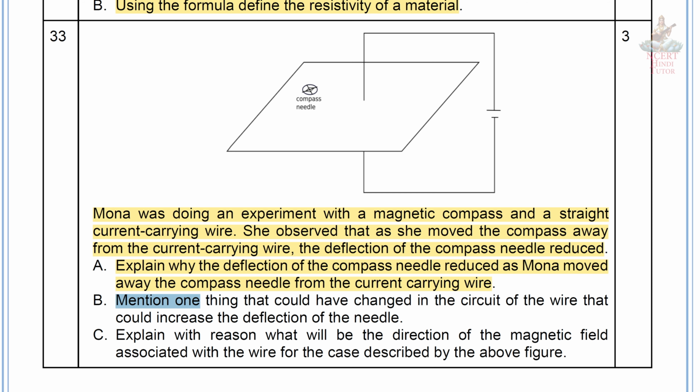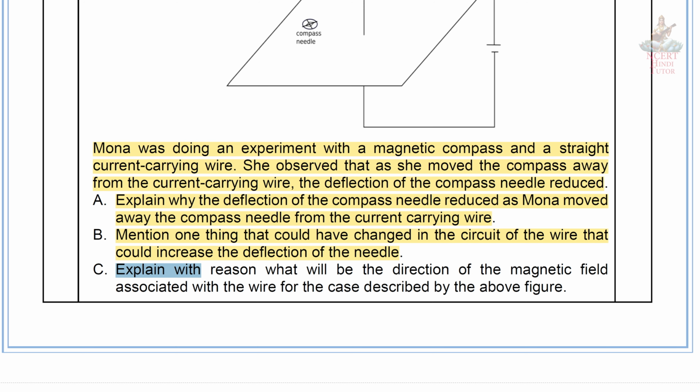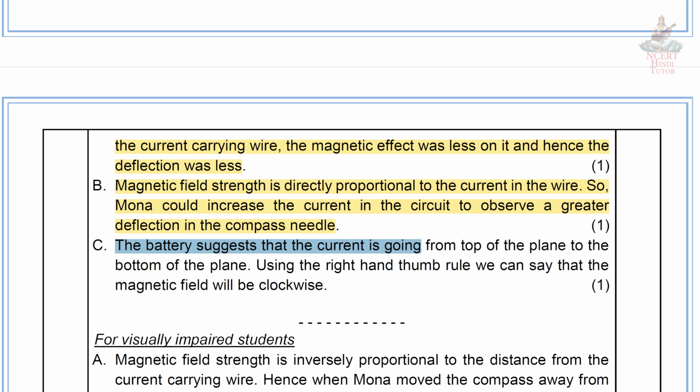B. Mention one thing that could have changed in the circuit of the wire that could increase the deflection of the needle. Answer. Magnetic field strength is directly proportional to the current in the wire, so Mona could increase the current in the circuit to observe a greater deflection in the compass needle. C. Explain with reason what will be the direction of the magnetic field associated with the wire for the case described by the above figure. Answer. The battery suggests that the current is going from top of the plane to the bottom of the plane. Using the right hand thumb rule, we can say that the magnetic field will be clockwise.